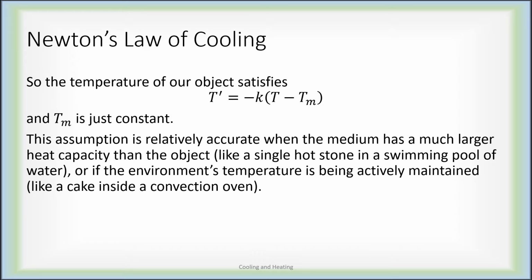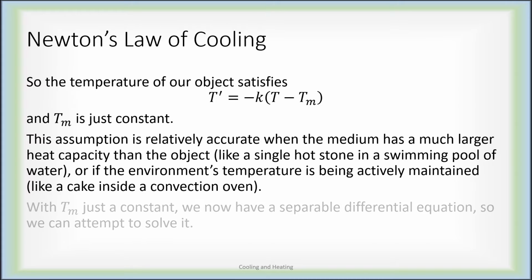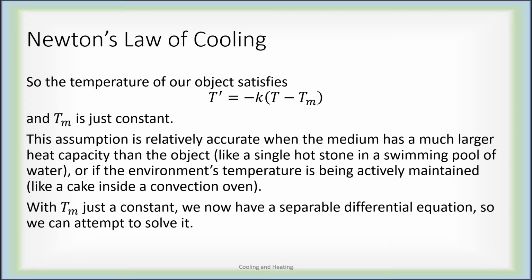Now this assumption is actually relatively accurate when the medium has a much larger heat capacity than that of the object. Like you might be throwing a single hot stone into a swimming pool full of circulating water or something like that. Or maybe the environment's temperature is being actively maintained. Okay? An oven maintains an internal temperature, an air-conditioned room might maintain a relatively constant temperature, and so forth. With Tm just a constant, however, we now have a separable differential equation, so we can solve it.